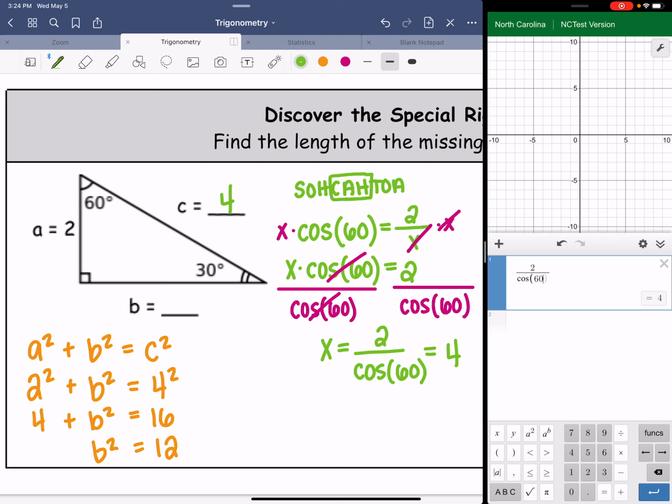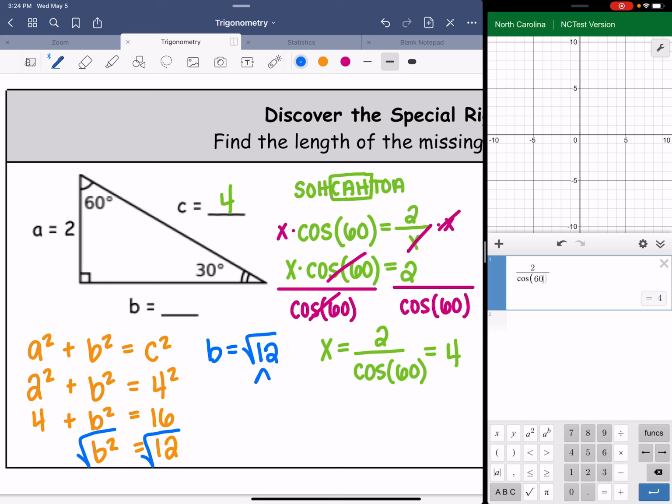Then, if I am solving for b, I still need to take that square root to get b completely by itself. So we have b equals the square root of 12. Well, again, that's perfectly fine. That is accurate. However, we want to simplify it if we can.